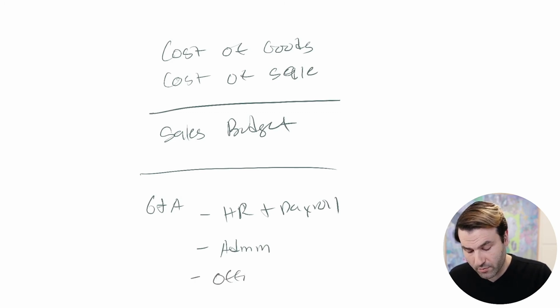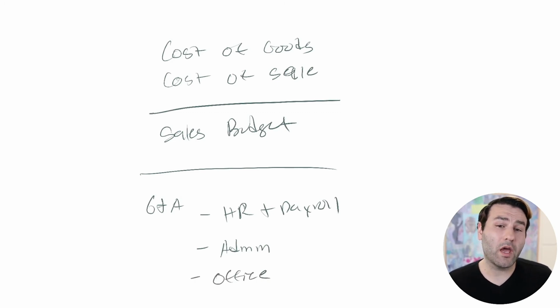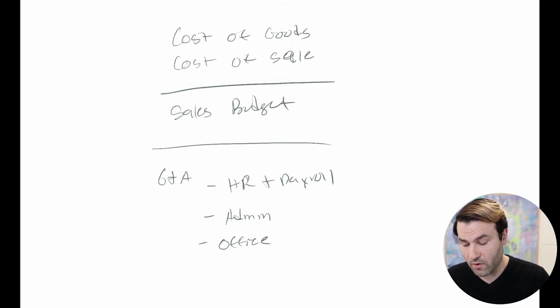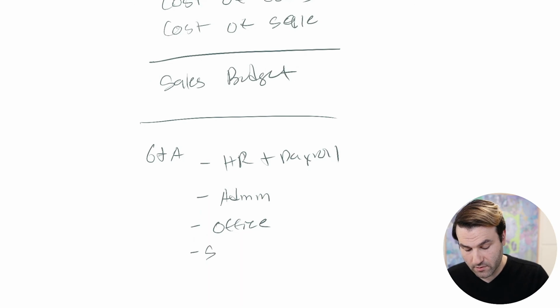What I like to break out separately is the cost of the physical location, the office, as well. So you want to break out the cost of printers, desks, rent, all of that type of stuff that goes into actually having a physical location, if you do. And then the final piece that you want to think about here is sales and marketing.